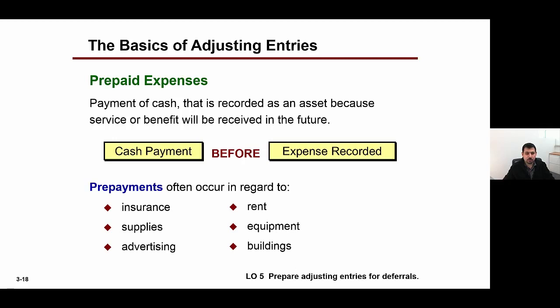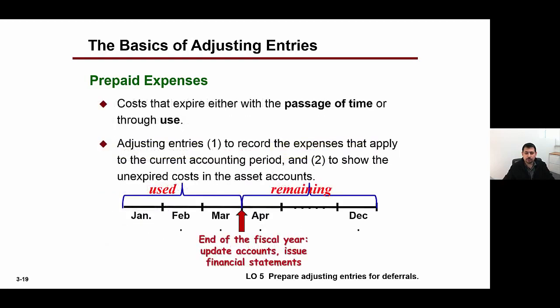And there are several examples of this. We talked already about insurance. We can talk about supplies. We have equipment, building, rent, etc. Well, let's talk about supplies first.